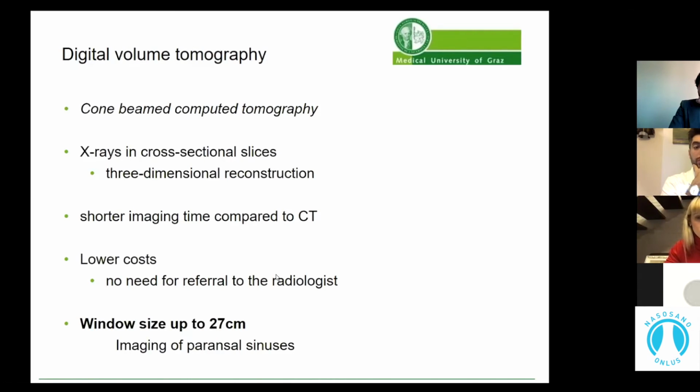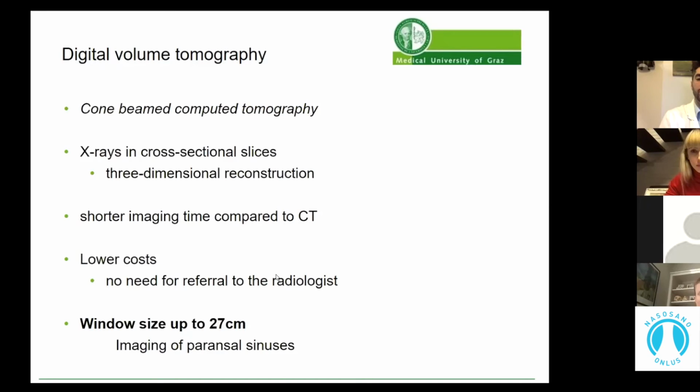DVT or cone beam computer tomography, another radiologic investigation. In principle, it's X-rays in cross-dimensional slices, and they are restructured in three-dimensional layers. They have quite low cost because you don't need a radiologist, at least in Austria. And the good thing is now with the new devices, we can have nice large windows in order to really image the whole paranasal sinus system.